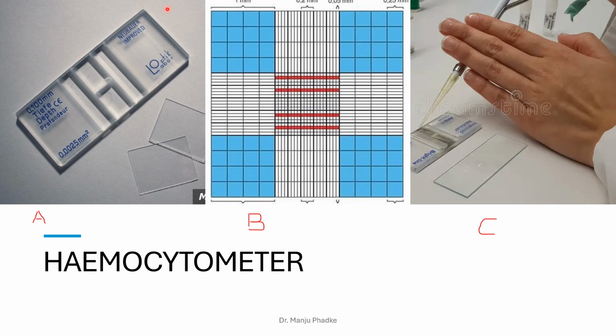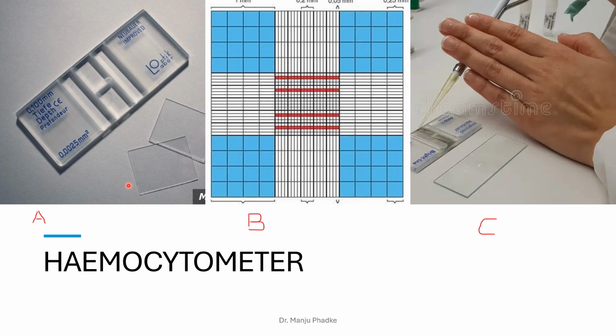Let us look at the construction of the hemocytometer. The hemocytometer was invented by Louis Charles Malassez, and it is a specialized glass slide with a precisely etched pattern on its surface. There is a specialized cover slip which is thicker than our normal cover slip. This etched pattern allows the counting of cells within a known volume of fluid.